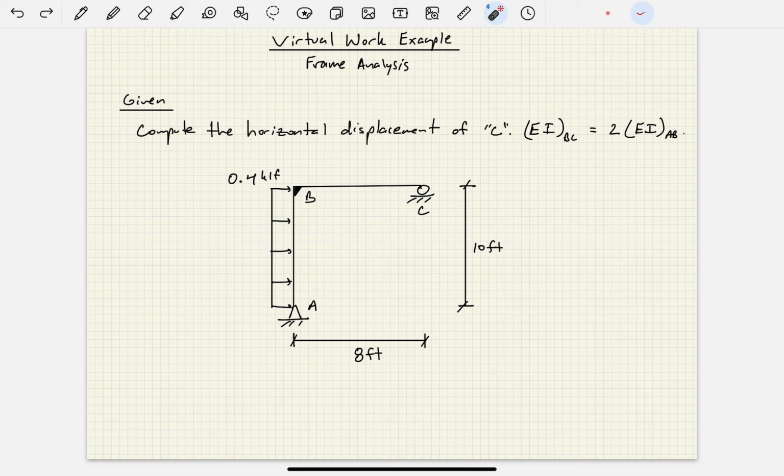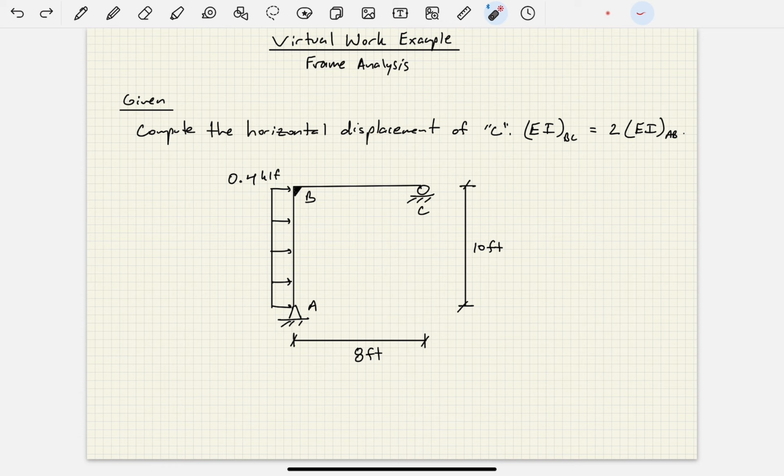In the given information, we're being asked to compute the horizontal displacement of point C. And we see that point C is this roller over here. We're also being told that the flexural rigidity, that's the product of E and I, of member BC is equal to 2 times the flexural rigidity of member AB, okay?